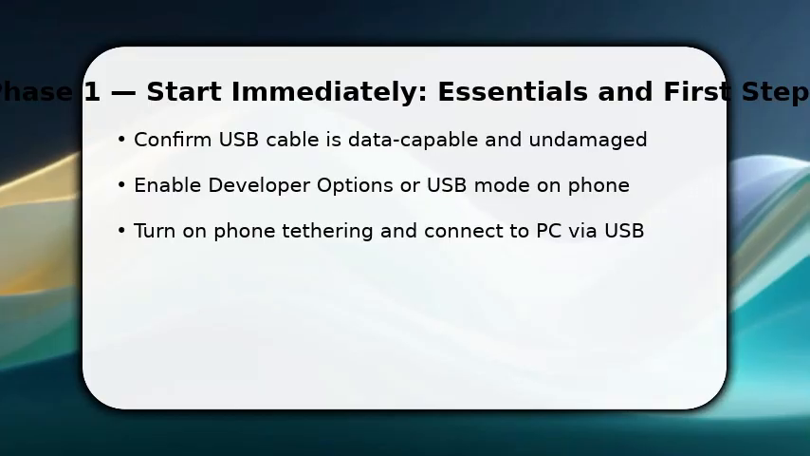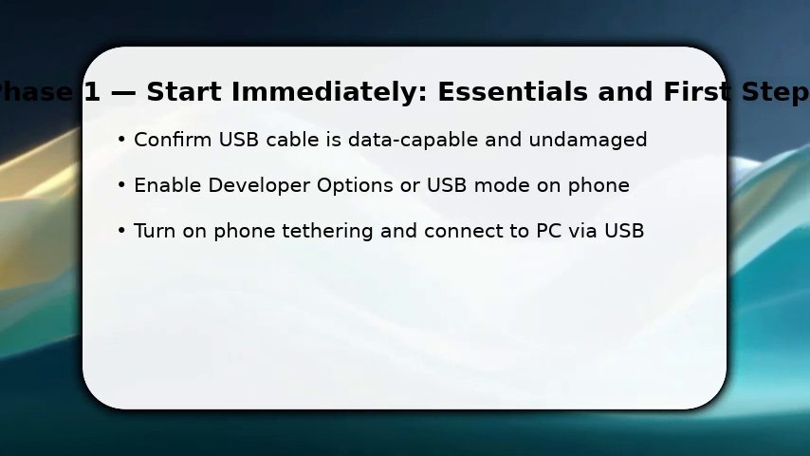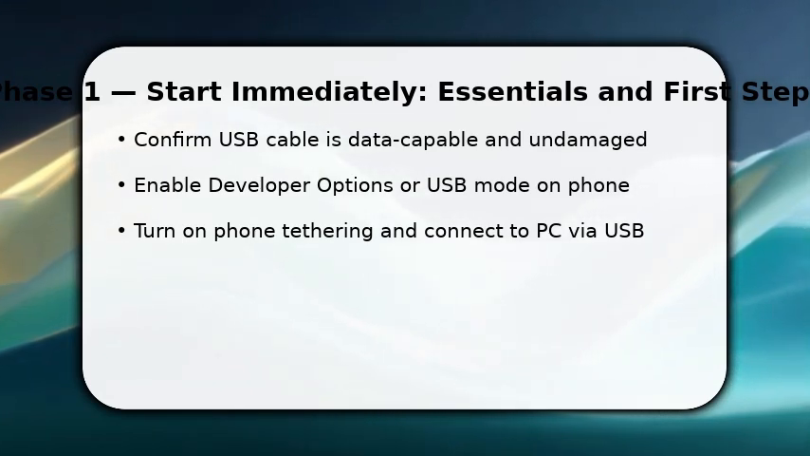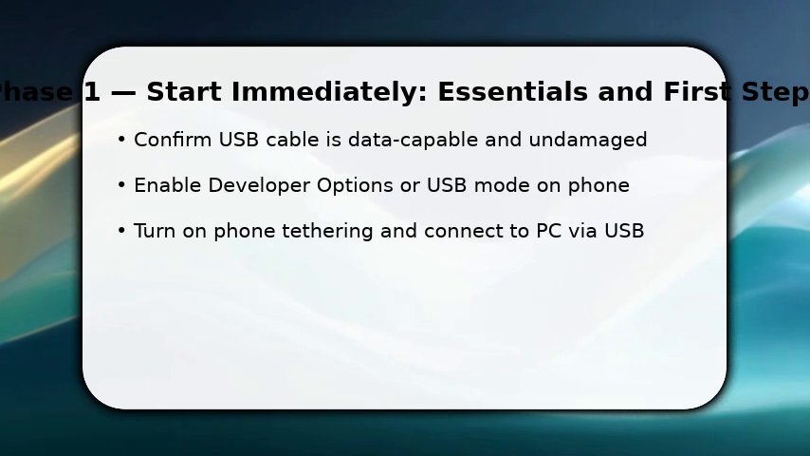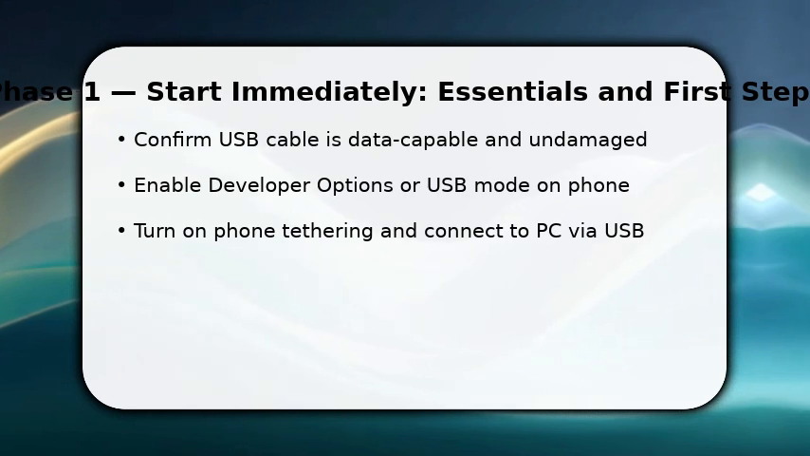Enjoy the video. You start by preparing the essentials: a data-capable USB cable and the phone unlocked. Once connected, set USB mode to file transfer or RNDIS on Android. Make sure tethering is enabled in settings.